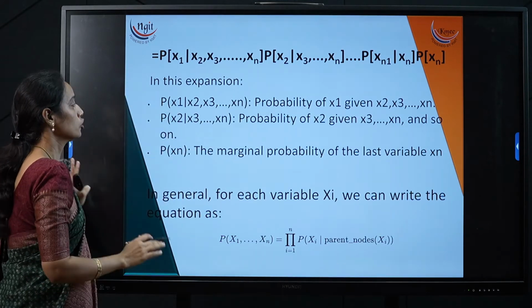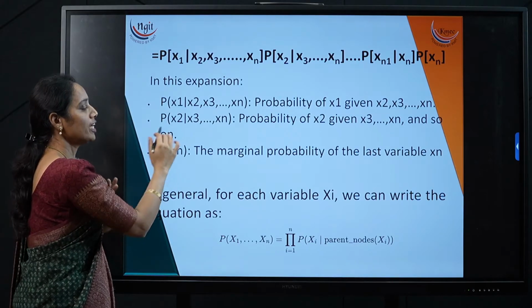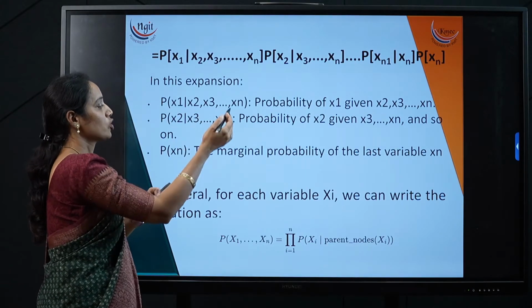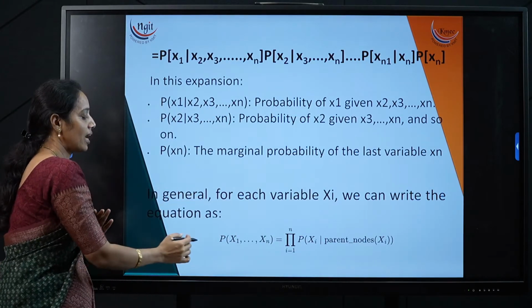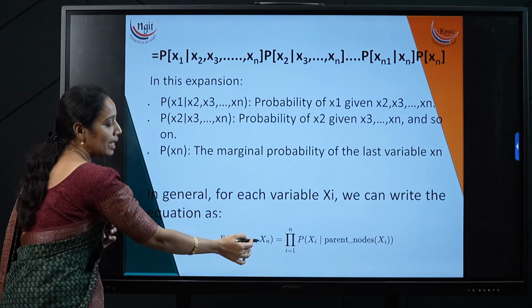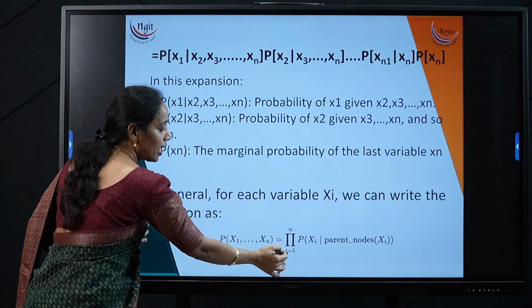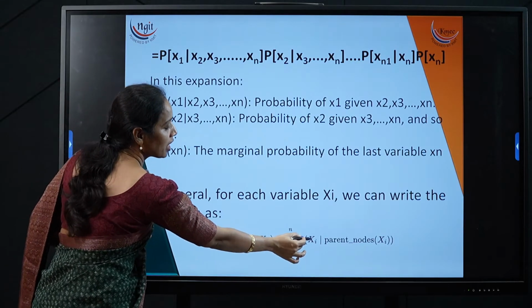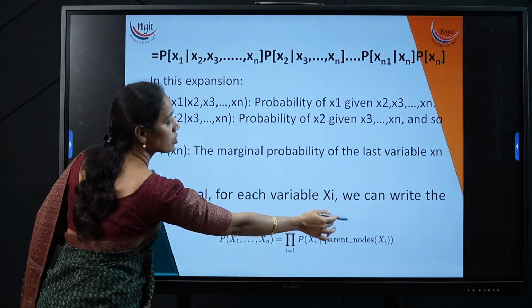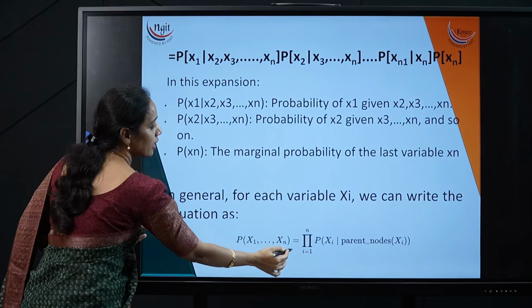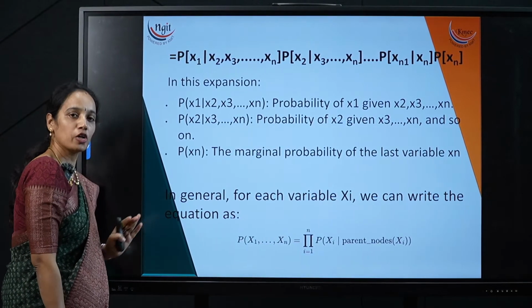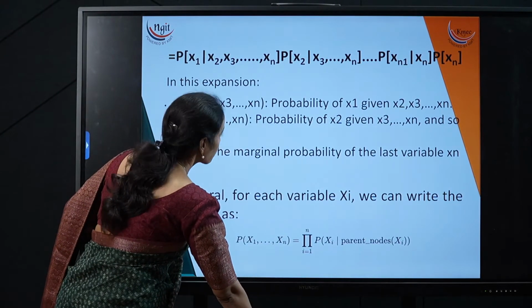In general, for each variable, if you take a variable xi instead of x1, x2, we can write that equation as the probability of x1 till xn equals the product, for i equal to 1 to n, of the probability of xi given the parent nodes of that particular xi. That means the overall expression can be written in this form. This is called the joint probability distribution.